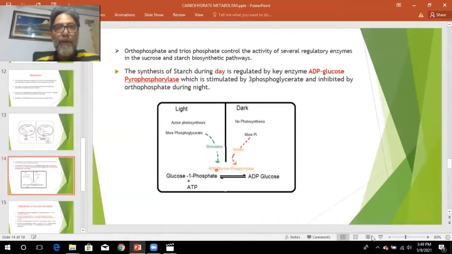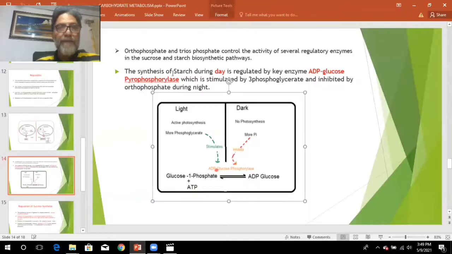Now, let us understand this orthophosphate and triose phosphate. It seems that it controls the activity of several regulatory enzymes in the sucrose as well as the starch biosynthetic pathways.